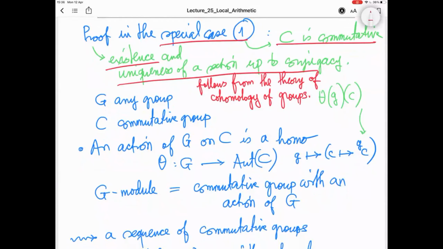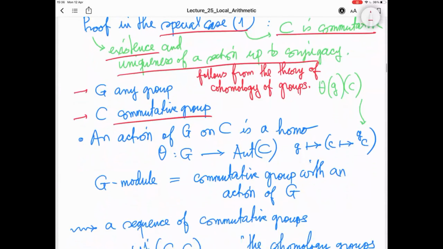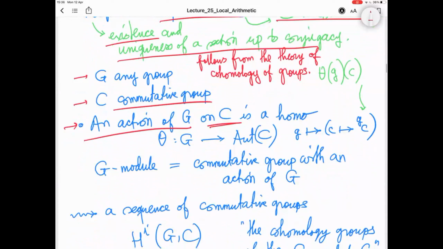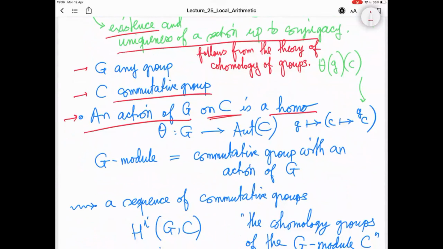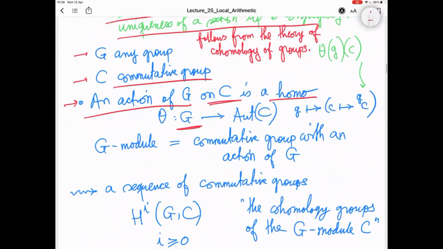So that theory works whenever you have a group G, finite or not finite, and a commutative group C, and an action of G on C. So what is an action? It's just a homomorphism from the group G to Aut C, where Aut C, of course, is the group of automorphisms of the group C. So that's also called a G module. A G module is just a commutative group together with an action of G.